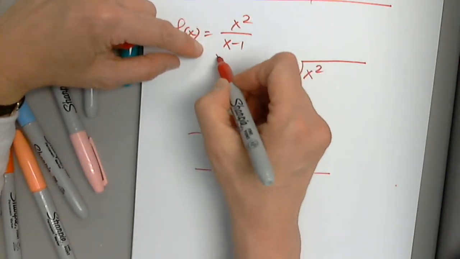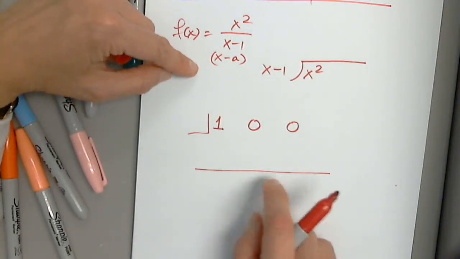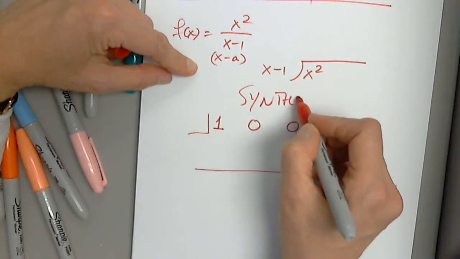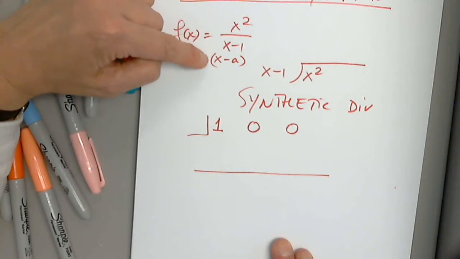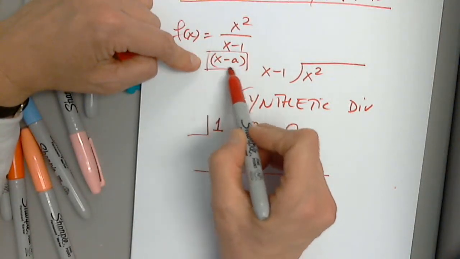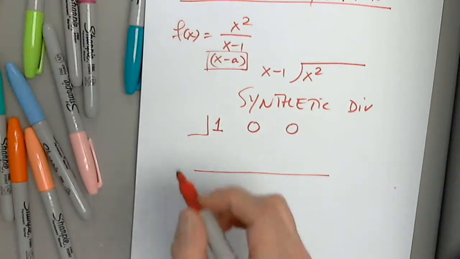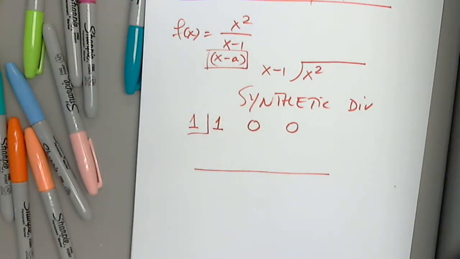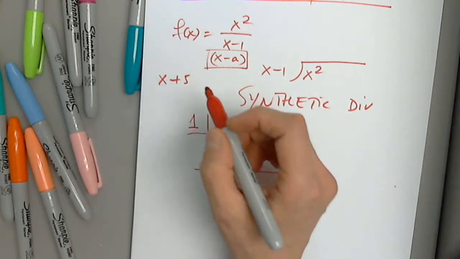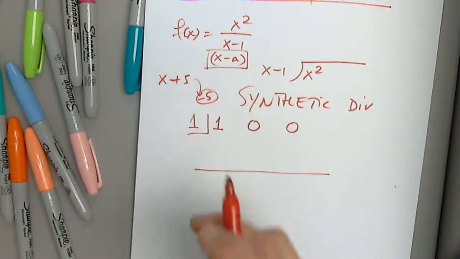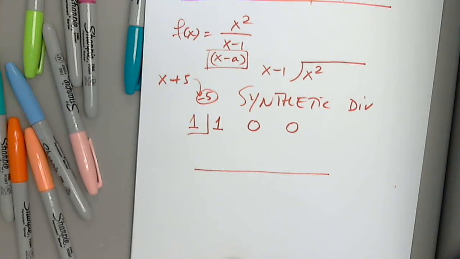In the box, this denominator is x minus a. We can use synthetic division only when the denominator is of degree 1 and in this form, which helps us identify a. So a is the number that goes in the box. Now, if we divide by x plus 5, in the box I will have negative 5. If we divide by x minus 1, in the box we have 1.